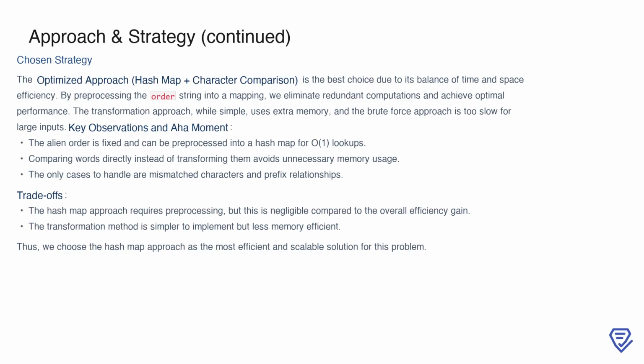The key insights that make the hash map approach optimal include the ability to pre-process the alien order for constant time lookups, directly comparing words without additional memory overhead, and handling mismatched characters or prefix relationships seamlessly. While pre-processing the hash map adds a small setup cost, this is negligible compared to the overall efficiency gain it provides. For these reasons, the hash map approach is the most scalable and balanced strategy for solving this problem.